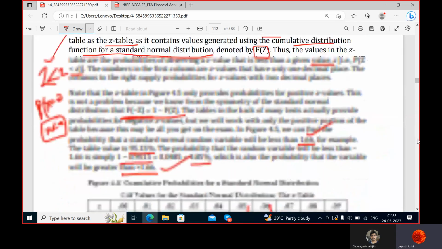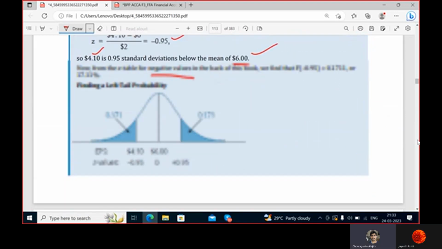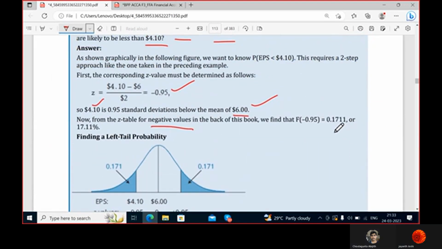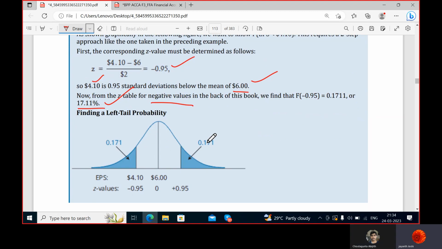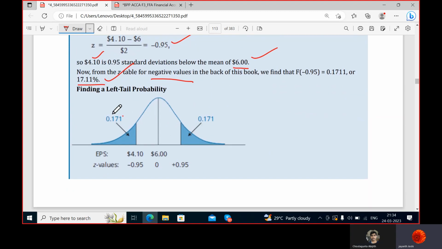Since we saw that table, we got the value. It is 17.11%, correct? So the probability that the observed EPS is going to be less than 4.10 is 17.11%, correct? Okay. Yes, sir. That is the left side. That will come in the left tail. That's it. If you're done with this, I'll move forward, Abhijit.